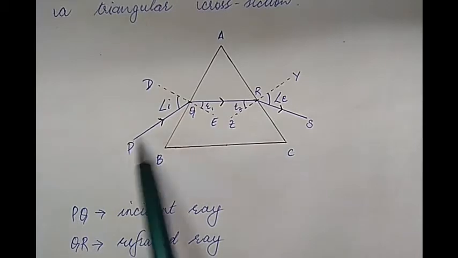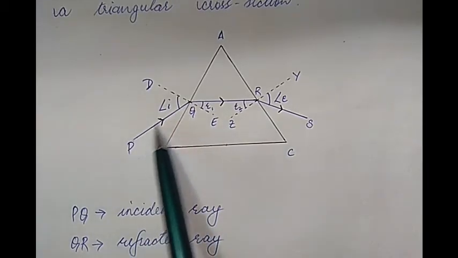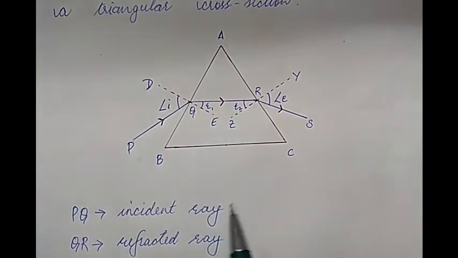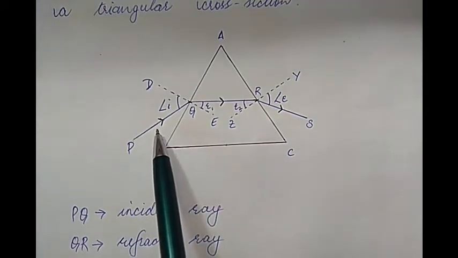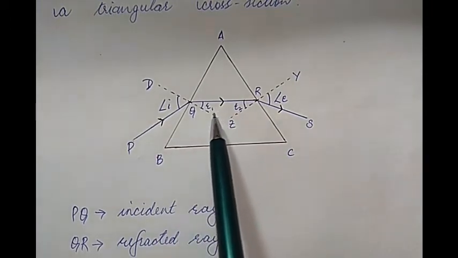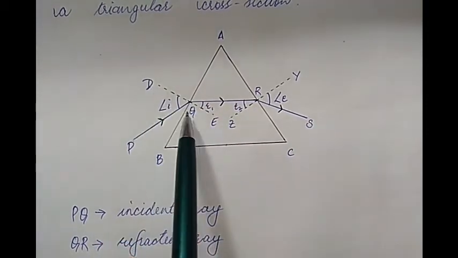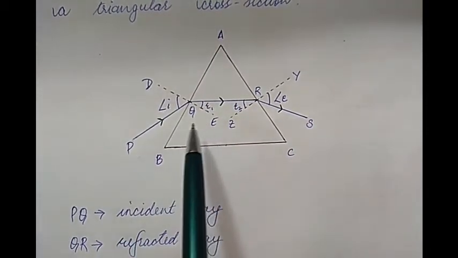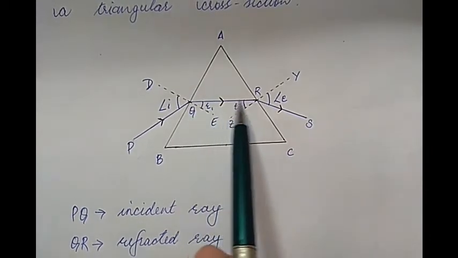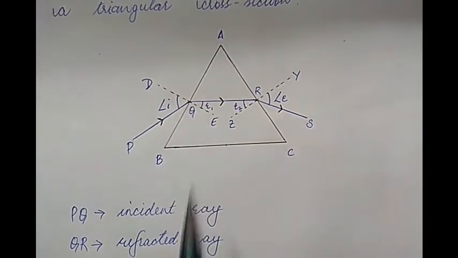So we have a ray of light PQ being incident from a rarer medium, and it is entering a denser medium. So we know that whenever a ray of light comes from a rarer medium to a denser medium, it bends towards the normal. And the normal to the first surface is DQE. So we very clearly see that the refracted ray is bending towards the normal DQE.